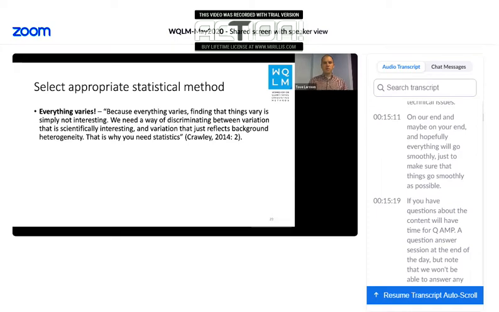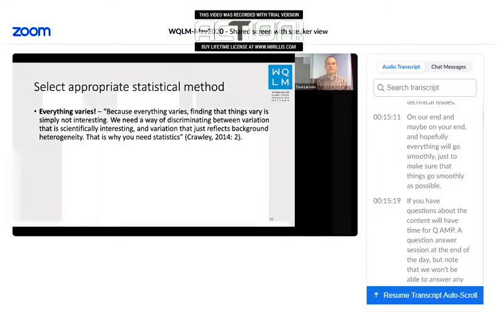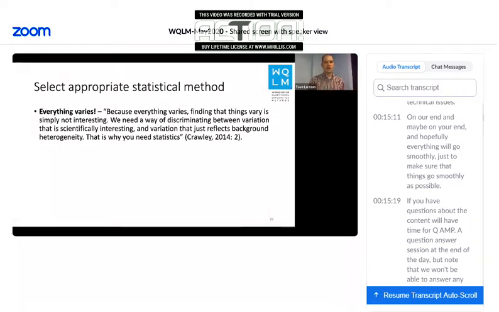So I love this quote from Michael Crawley. He says, "Because everything varies, finding that things vary is simply not interesting. We need a way of discriminating between variation that is scientifically interesting and variation that just reflects background heterogeneity. That is why you need statistics."